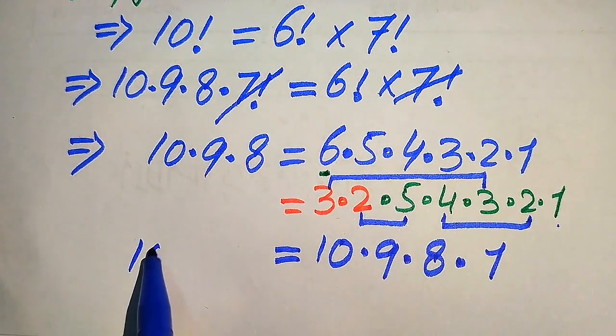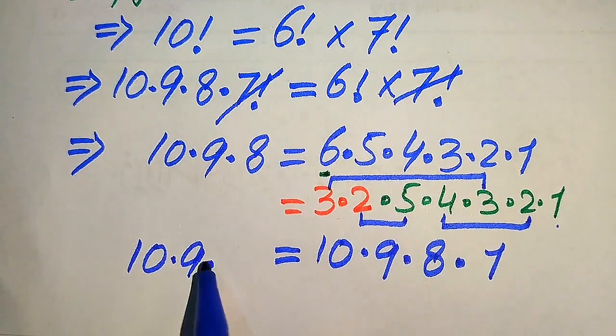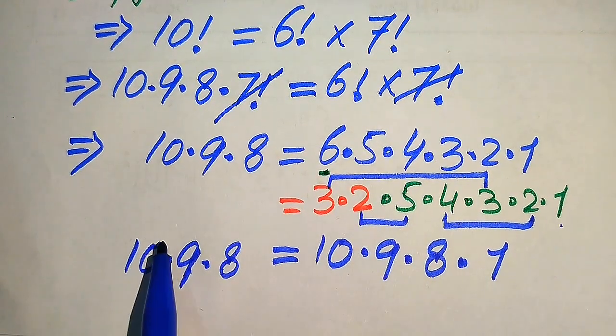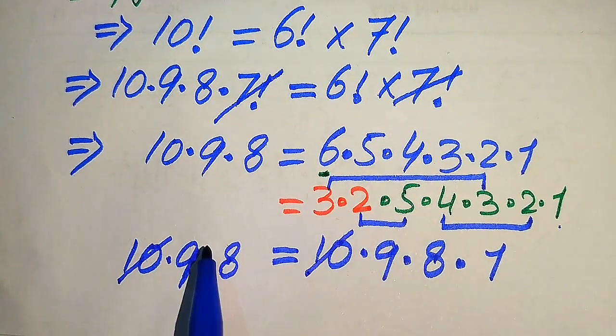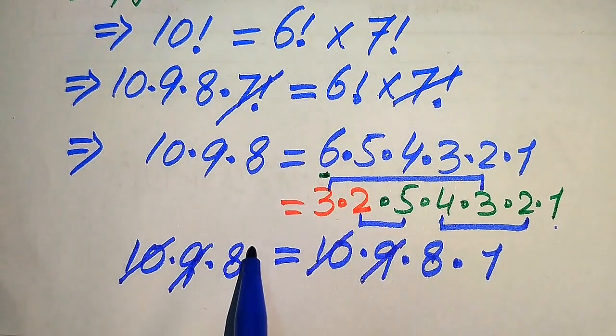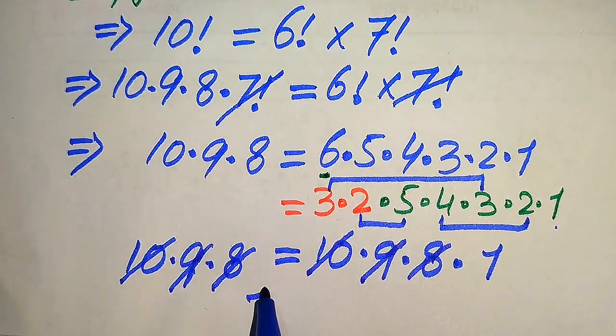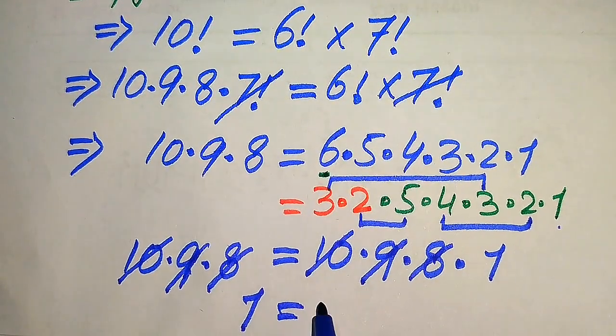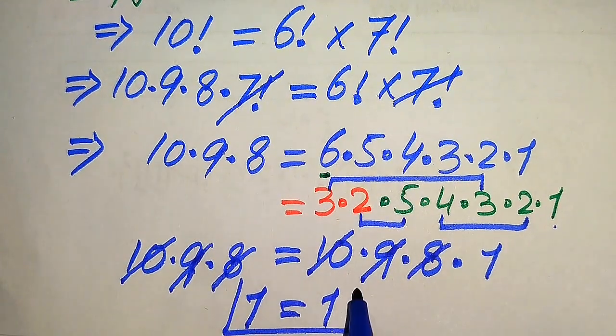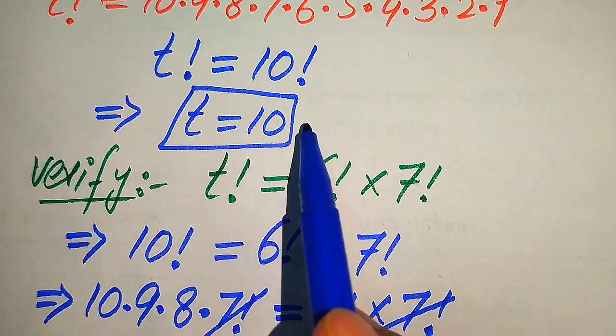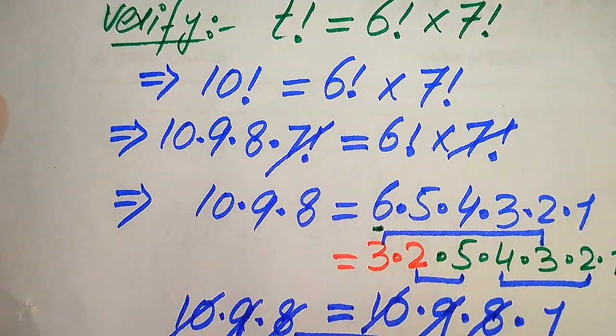And on the left hand side we have 10 times 9 times 8. So this 10 is cancelled out by this 10, 9 is cancelled out by this 9, 8 is cancelled out by this 8, and finally we get 1 equals 1. So this shows that the value t equals 10 satisfies our given question statement.